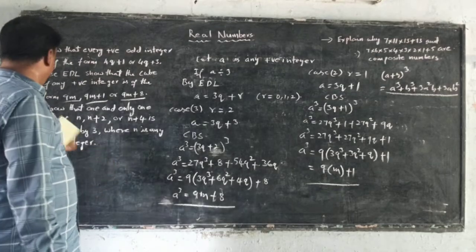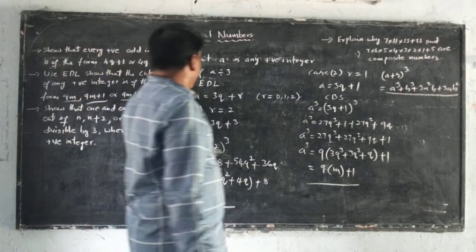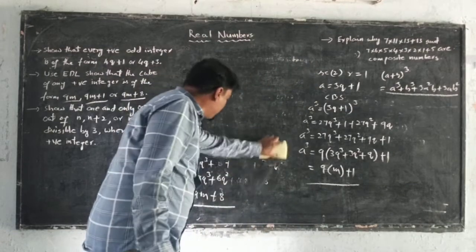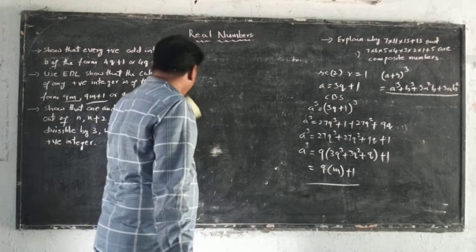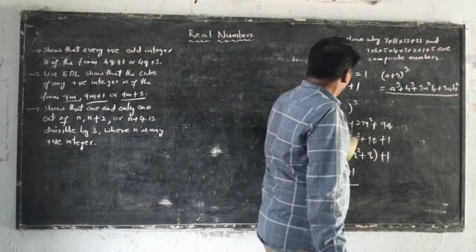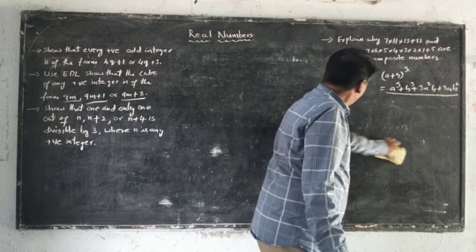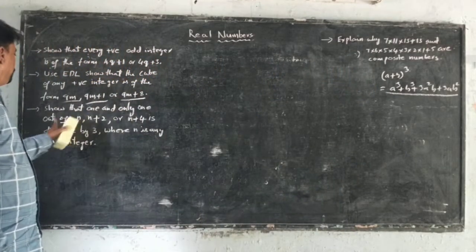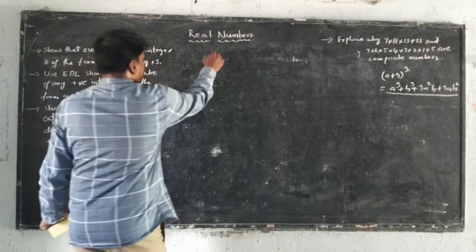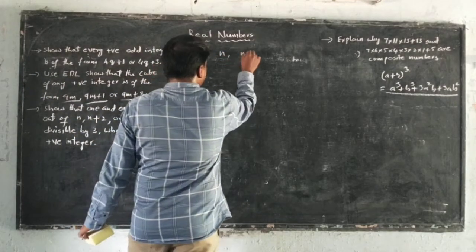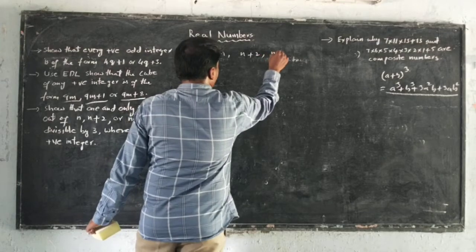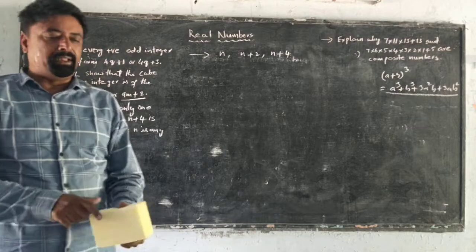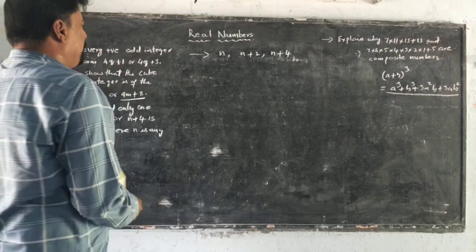So again there is a third statement also. This is a theoretical question. If you observe the question, it is very easy to say. So the third question: show that one and only one of these numbers. You see, here 3 numbers are given. One number is n, the next number is n plus 2 and the last number is n plus 4. Of these 3 numbers, only one number is divisible by 3, we need to prove. So this is a very important question.